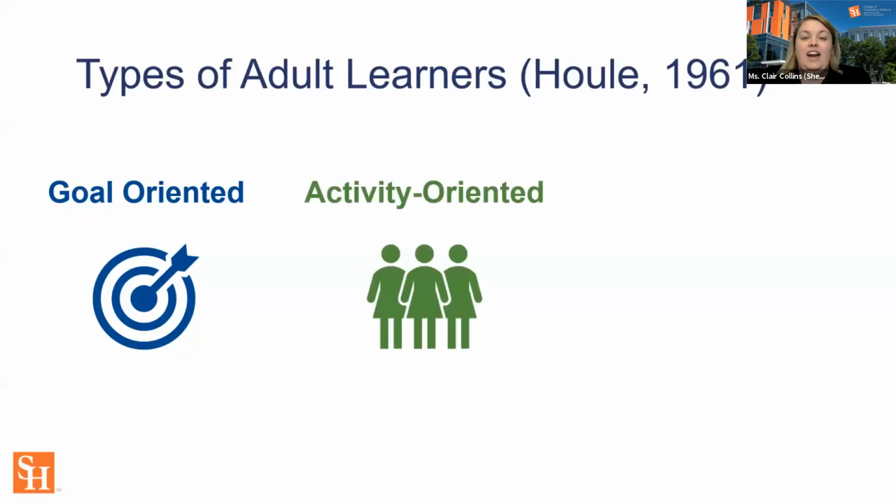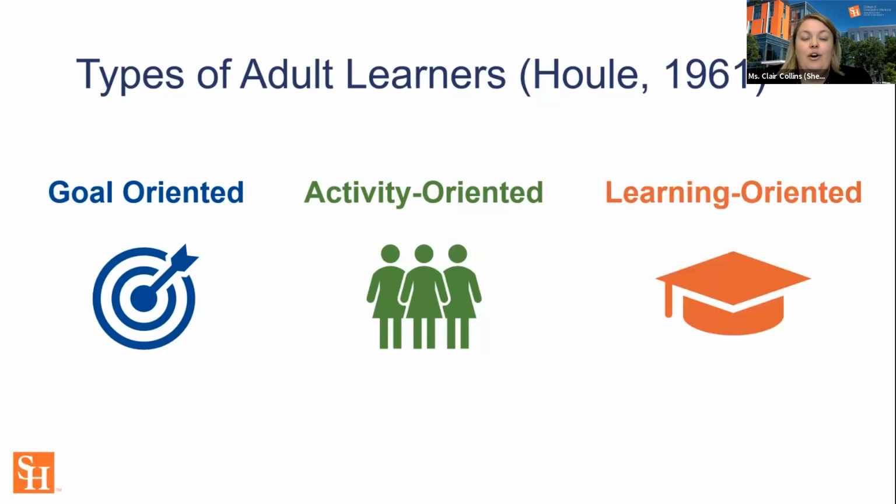Then we have an activity-oriented learner. So these are people who are motivated by other people that they interact with rather than being self-motivators. And then there are learning-oriented learners. And so these are people who seek knowledge for its own sake. And these are actually a hierarchy, right? So these students are starting over on the left, probably with goal-oriented or activity-oriented. And we have to figure out how to get them to learning-oriented.